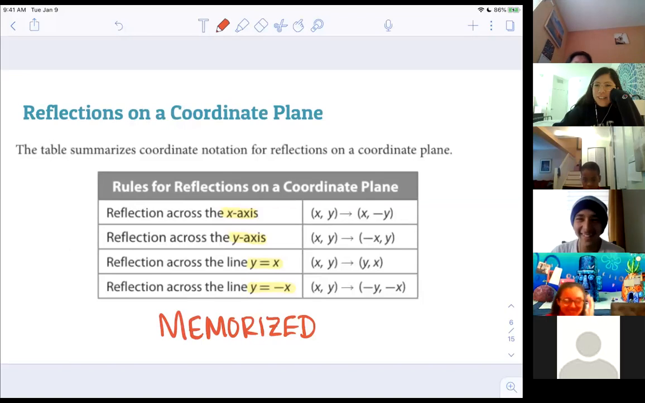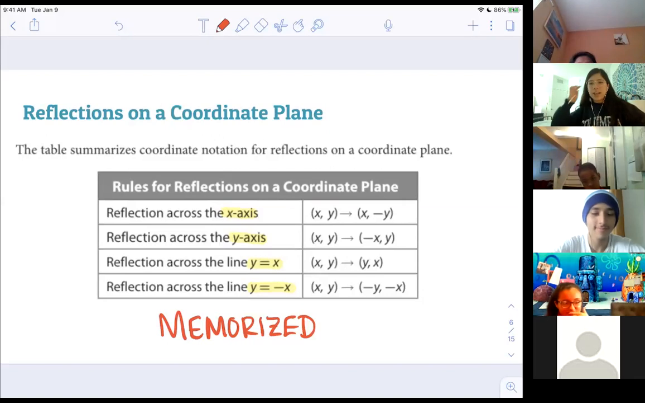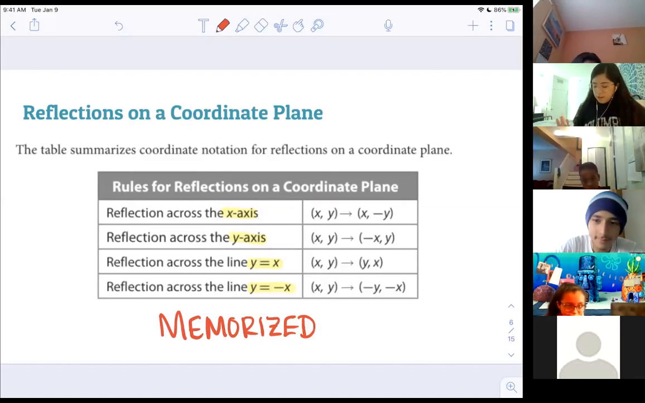Jalen, Tyrone, Emily, finish up. You're done? Emily's done? Okay, perfect. And if you didn't get a chance to finish everything, we're going to go through each of these, so no worries. Now, did anyone notice any patterns while they were writing?